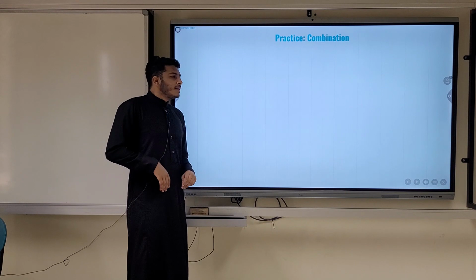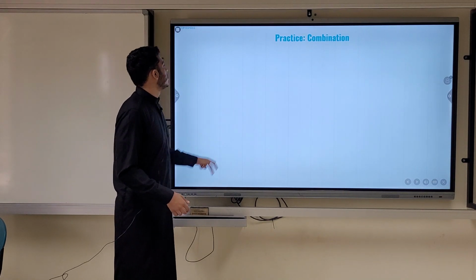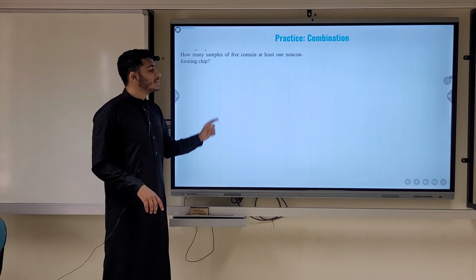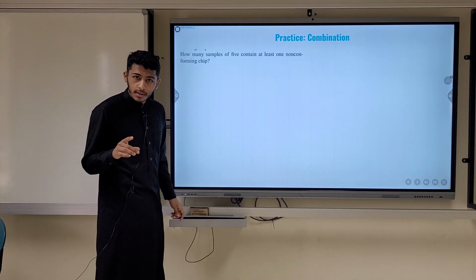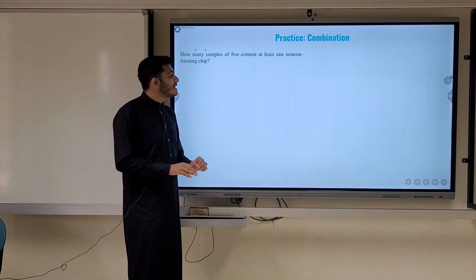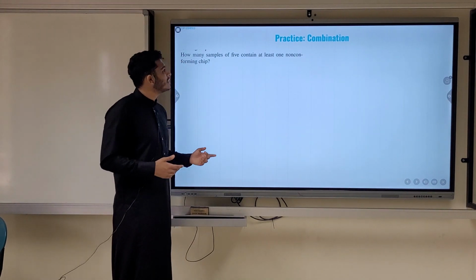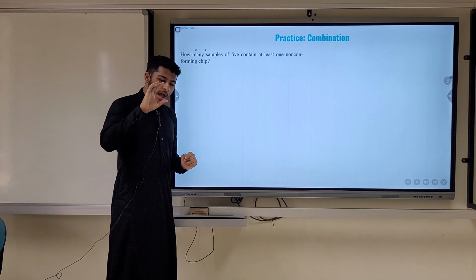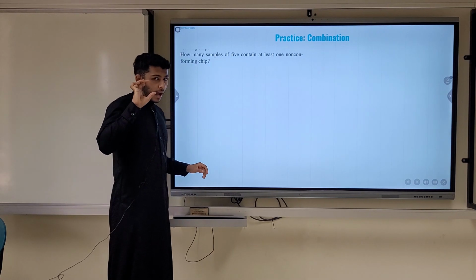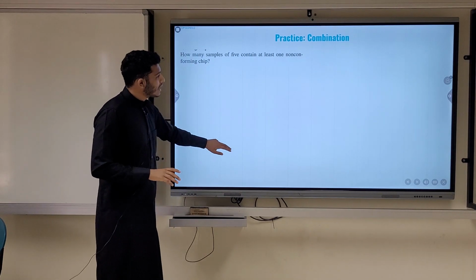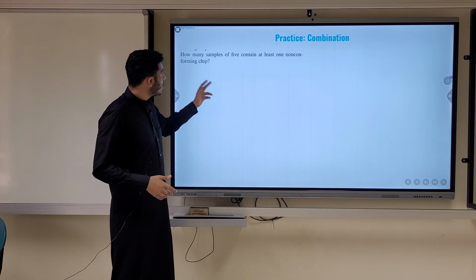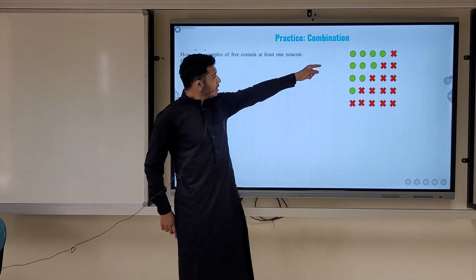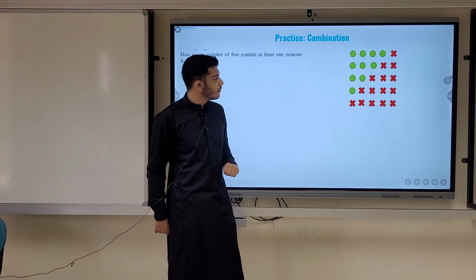Now, let's get to a little bit more complex problem here. This problem says, how many samples of 5 contain at least 1? It did not say 1. It did not say 2. It said at least 1. So what we understand from at least 1 non-conforming chip is that it wants 1 or more. Either I get 1 chip or more. So the cases that are included in this question are these cases there, where we have 1 non-conforming or more.